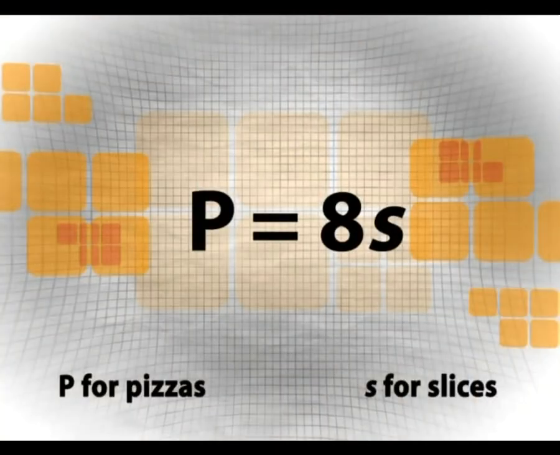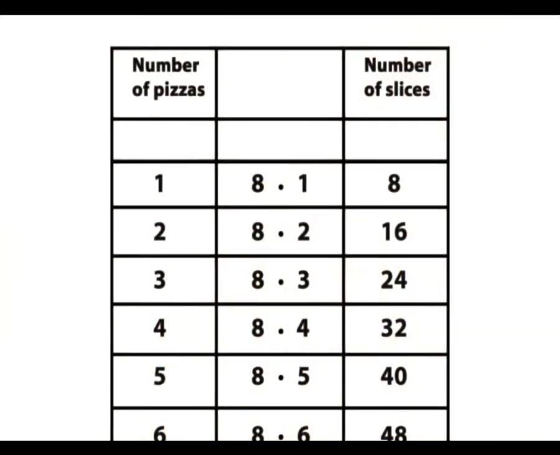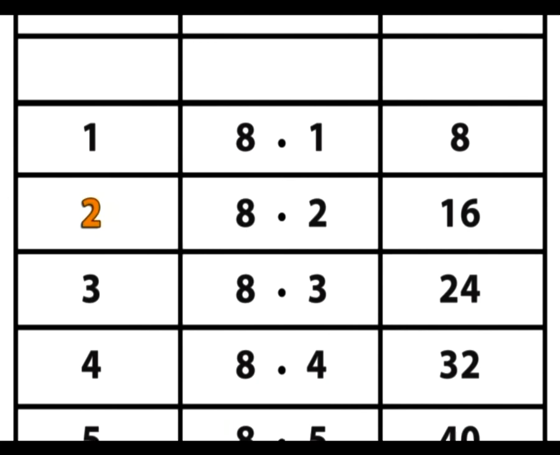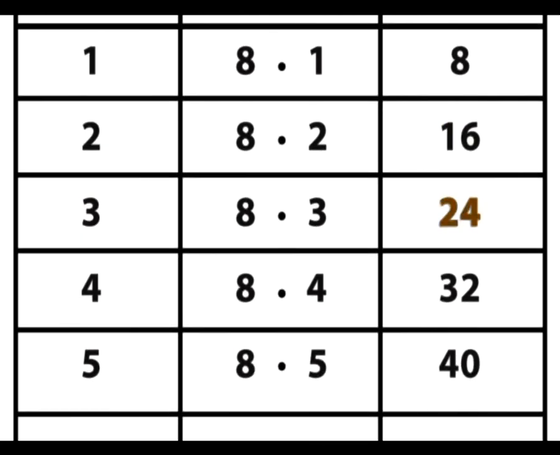By using P for pizza and S for slice, the letters aren't representing numbers. So we can't write an expression that shows the relationship between the number of pizzas and the total number of slices. Okay, let's look at this another way. For 1 pizza, there are 8 slices. For 2 pizzas, there are 16 slices. For 3 pizzas, there are 24 slices, and so on.